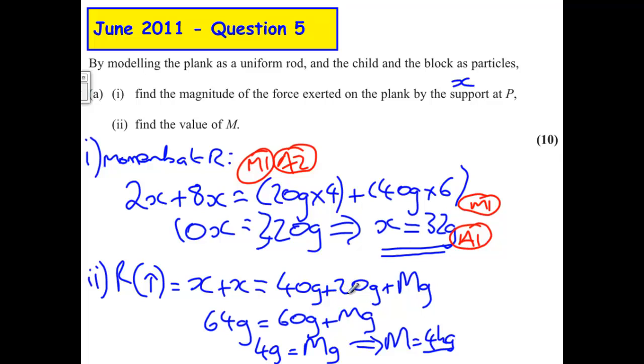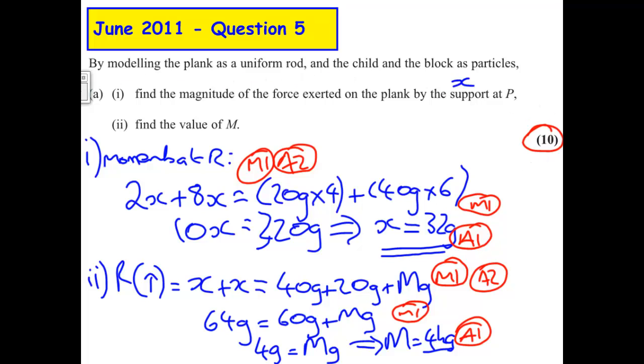Now for part 2, similarly, you would get 1 method mark for knowing to resolve vertically, and another 2 accuracy marks for doing this fully correctly. Now you would also get the same marks if you were to take moments about a different point, such as P or Q. Now solving these to find m, demonstrating that is another method mark, and getting this final answer of 4 kilograms is your final accuracy mark. So that's how the 10 marks are allocated.